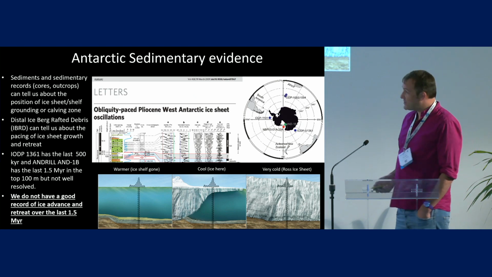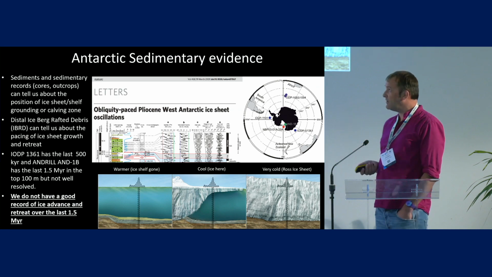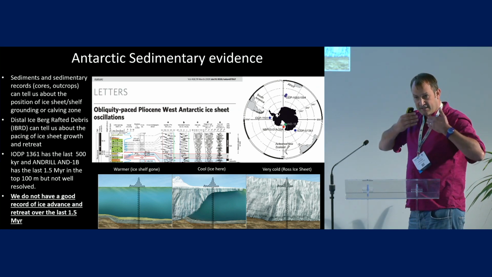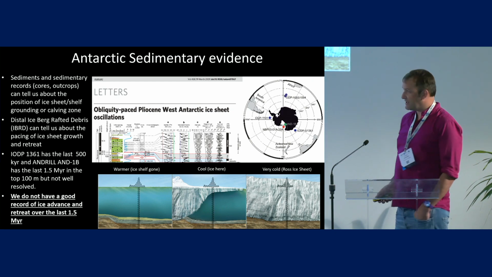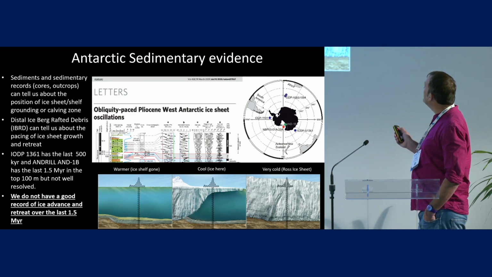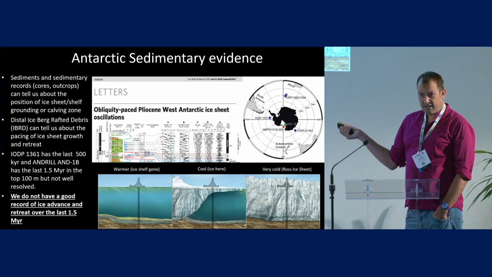Antarctic sedimentary records, so we can go to that here. Sedimentary records can tell us about where and when the ice was. We can also look at iceberg rafted debris records that tell us when Antarctica's chucking ice into the ocean. When you look in detail at the literature, you can find there's IODP 1361, over there. That takes us to 500,000 years, but then the core gets murky after that.